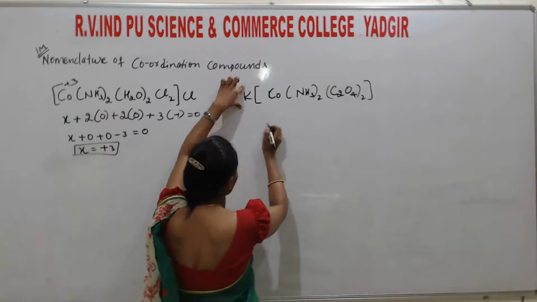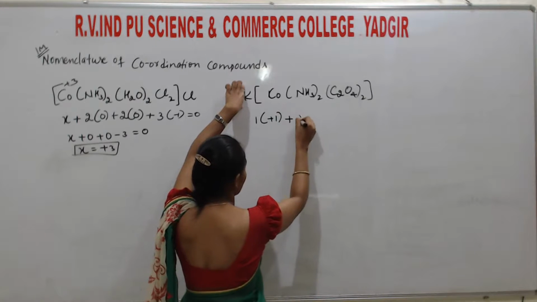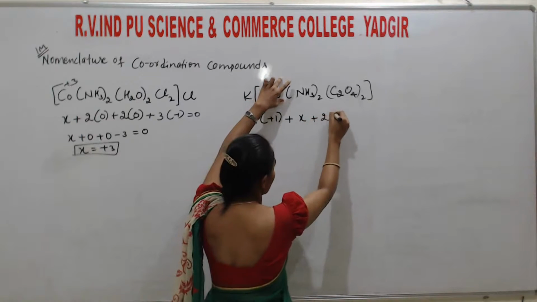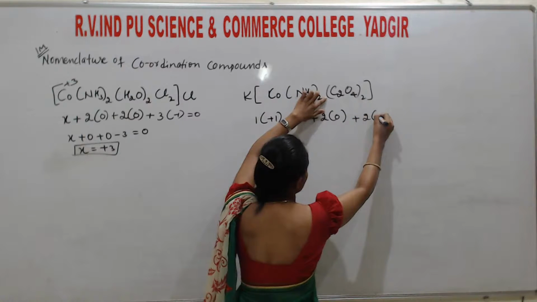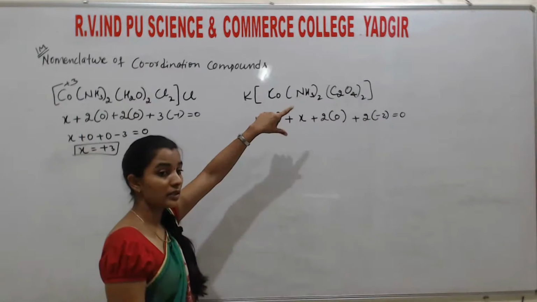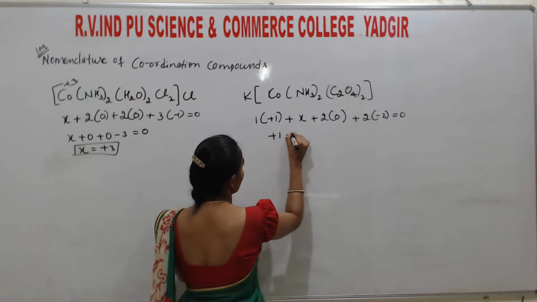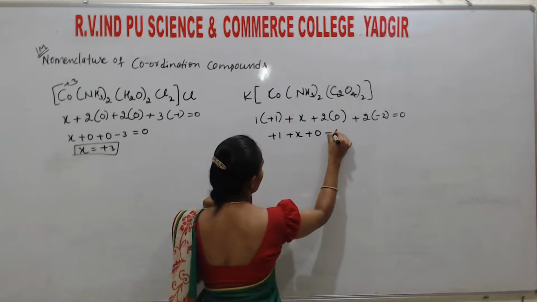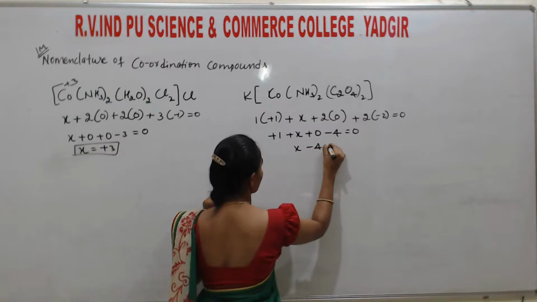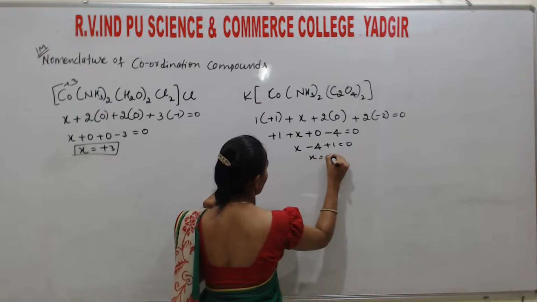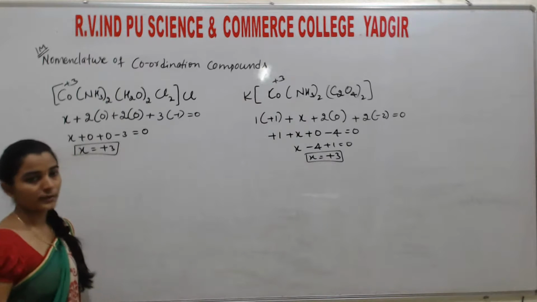Similarly here, potassium is there, 1 into potassium, that is plus 1. Cobalt we don't know, x, plus 2 into amine is 0, minus 2, that is equal to 0. Oxalate ion C2O4 is 2 minus. So here it is plus 1 plus x plus 0 minus 4 is equal to 0. x minus 4 plus 1 is equal to 0. x is equal to plus 3. Here also it is plus 3 oxidation state.